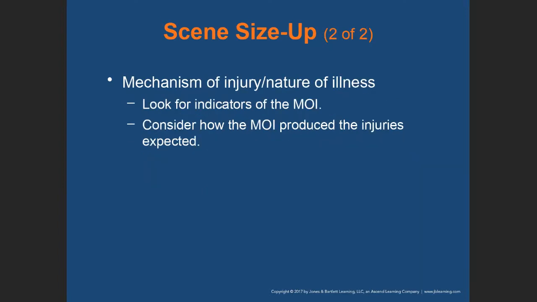Mechanism of injury or nature of illness. Mechanism will be specific to trauma. Nature of illness is more medical. Look for indicators of MOI. Consider how the MOI produced the injury. Injury is expected.